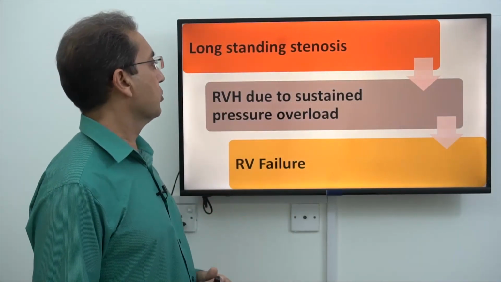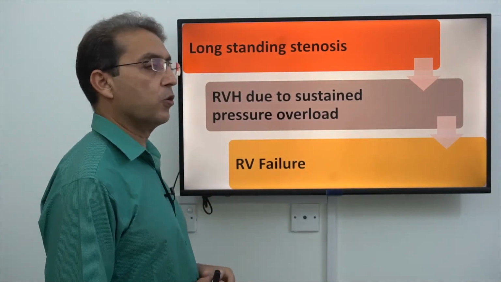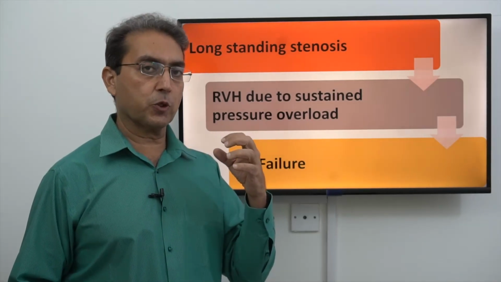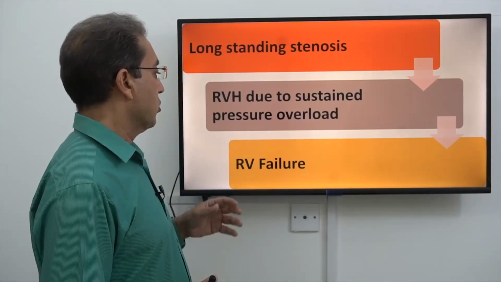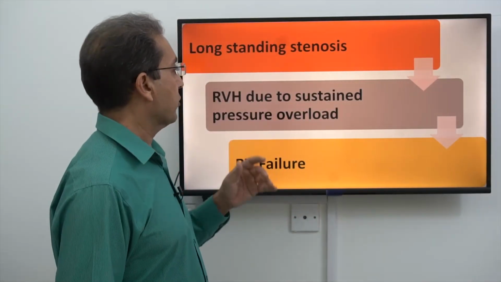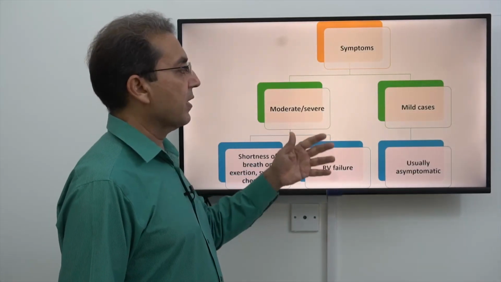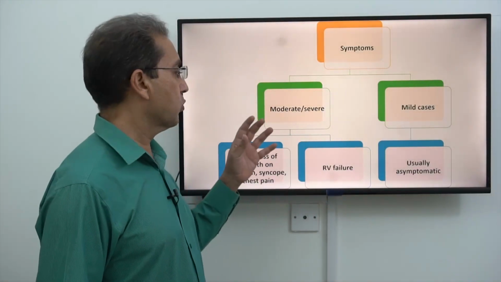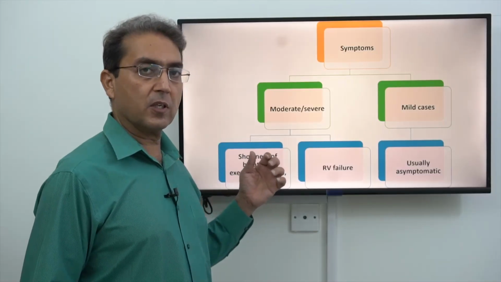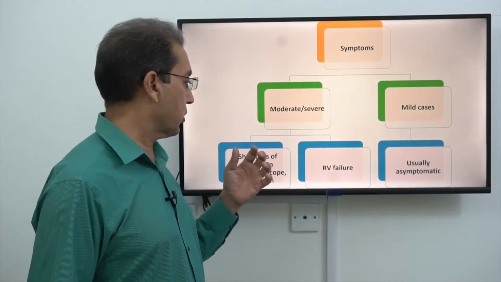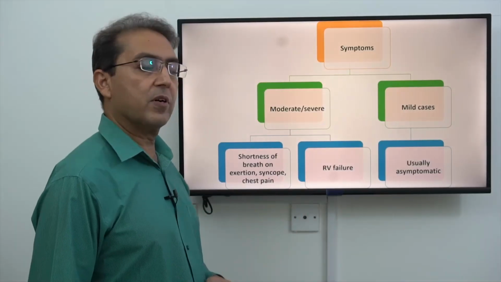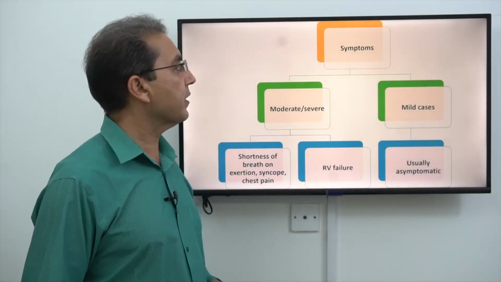Now, long-standing stenosis causes right ventricular hypertrophy due to persistently sustained pressure against which the right ventricle has to push the blood into the pulmonary artery. So ultimately, right ventricular failure starts after a very long time of this pressure overload. Now, the symptoms: in mild cases, it is usually asymptomatic. In moderate to severe cases, the patient may have shortness of breath, there may be orthopnea, there may be syncope because of a poor right ventricular output, and there may be chest pain which may be similar to the pain of angina. Patient may have right ventricular failure ultimately.